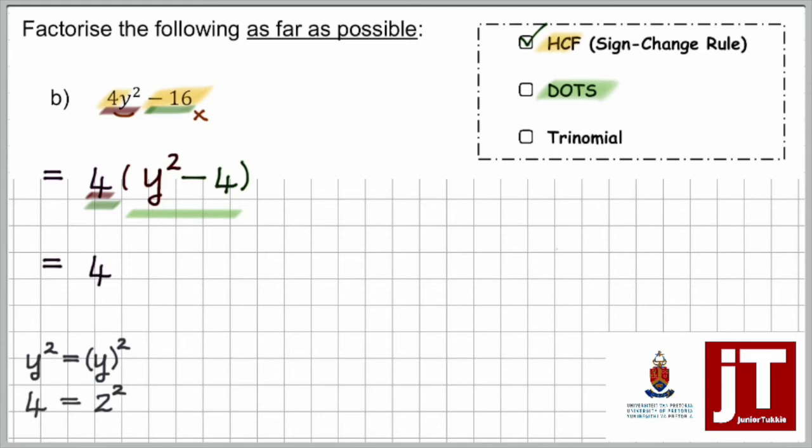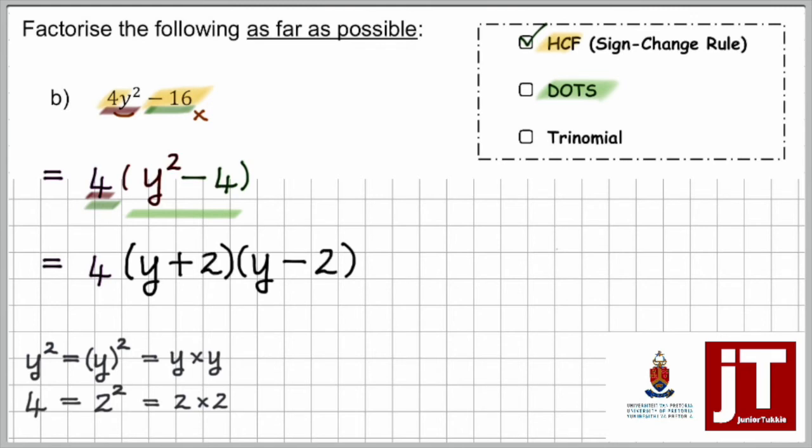We start off by writing out the 4. Please do not forget the 4. And then to factorize the difference of two squares, we write out two sets of brackets. Now, in the first bracket and the second bracket, we will have different signs, one a positive, one a negative. The order does not matter. To obtain y squared, we say y times y. So therefore, the first term in each set of brackets will be y. To obtain 4, we say 2 times 2. So the second term in each set of brackets will be 2.